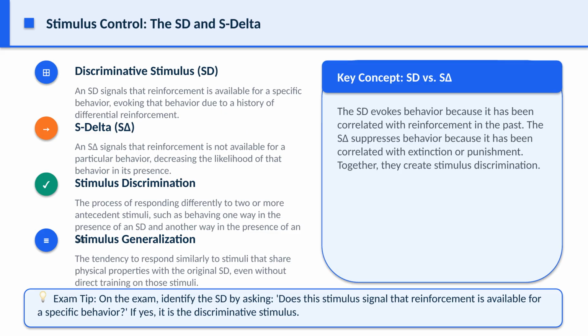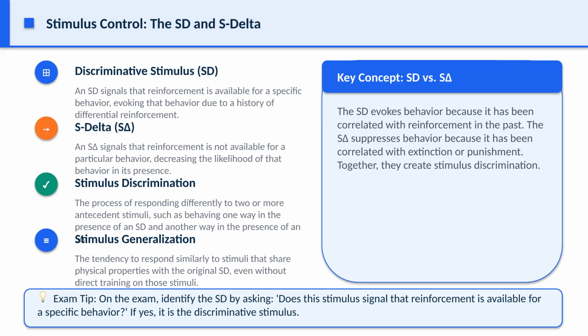Stimulus discrimination is the process of behaving differently in the presence of these 2 stimuli, such as saying hello when a friend approaches, SD, but not when a stranger walks by, S-delta. Stimulus generalization, however, occurs when a learner responds to similar stimuli without direct training, like greeting anyone who looks familiar.